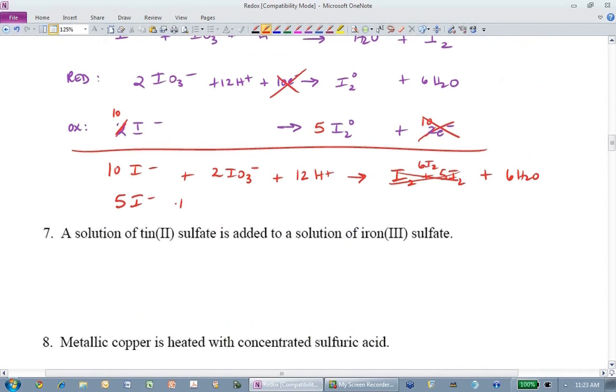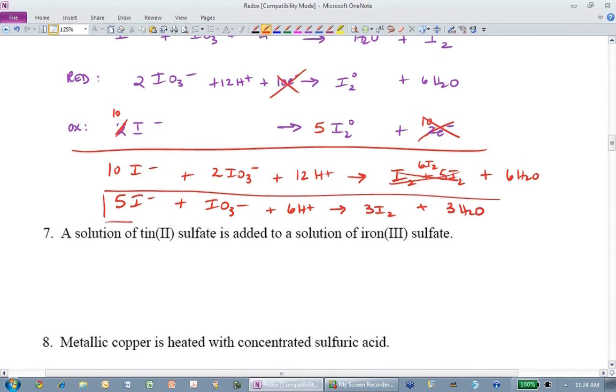5 I minus plus IO3 minus plus 6 H plus, you've caught on now what I'm doing, right? Plus 3 I2, had to get a prime number in there somehow, got the 5 in the beginning so that works, and 3 H2O. Total charge on the right is 0, I better get a total charge on the left of 0. I see 5 minus 1s plus another minus 1 is minus 6 and 6 H pluses, so we are good. 0 on both sides. So check. There's my answer.